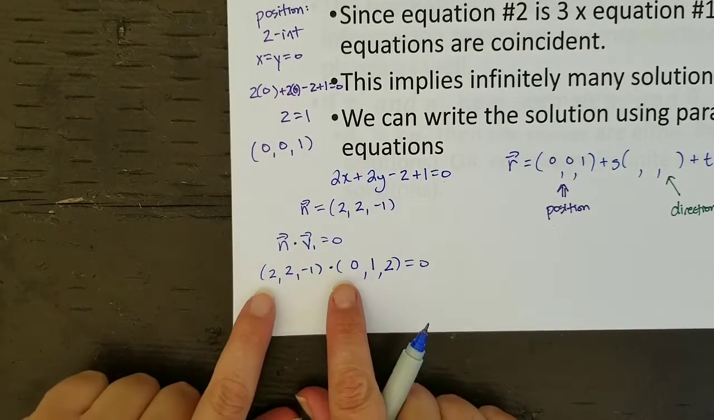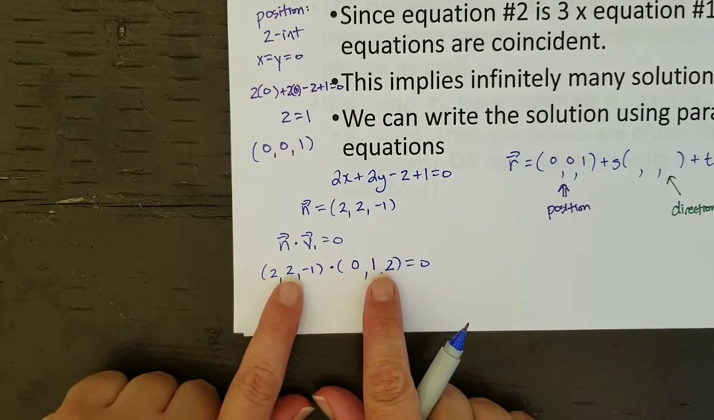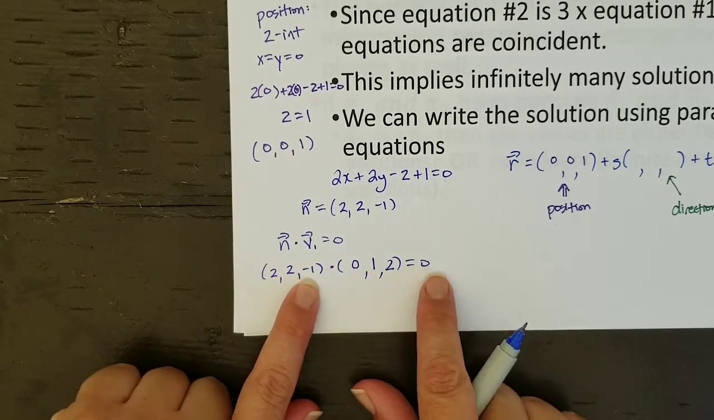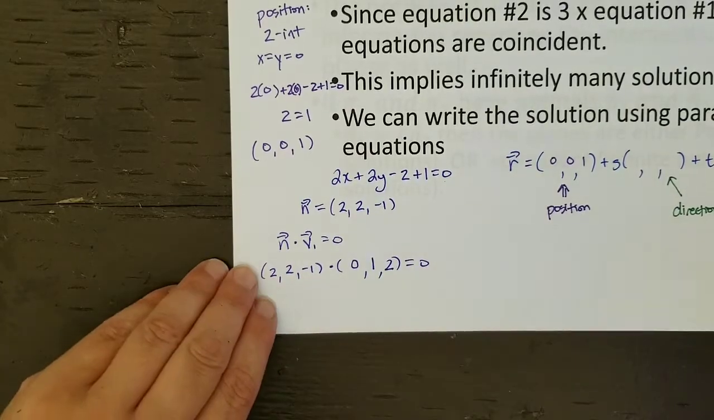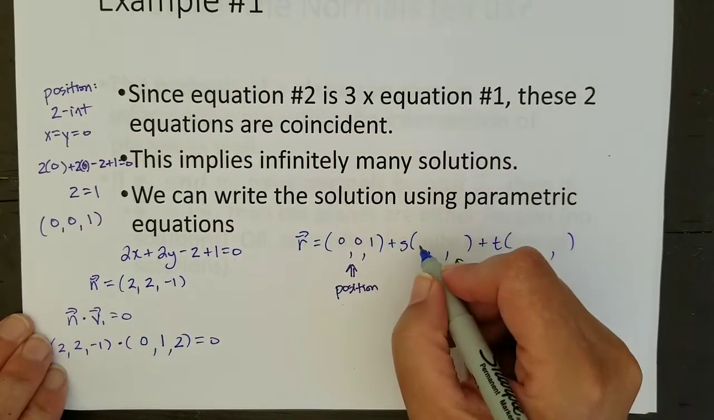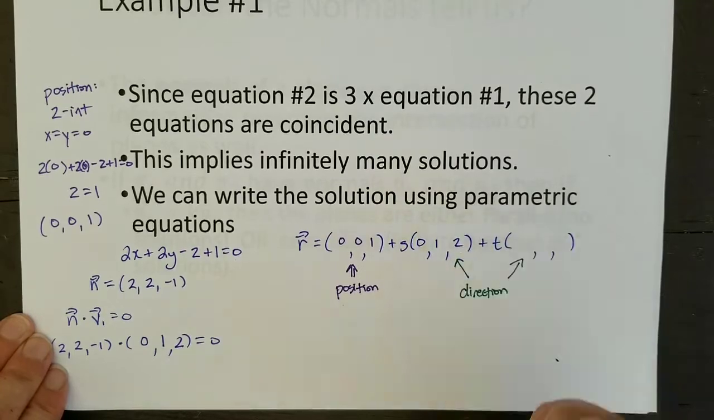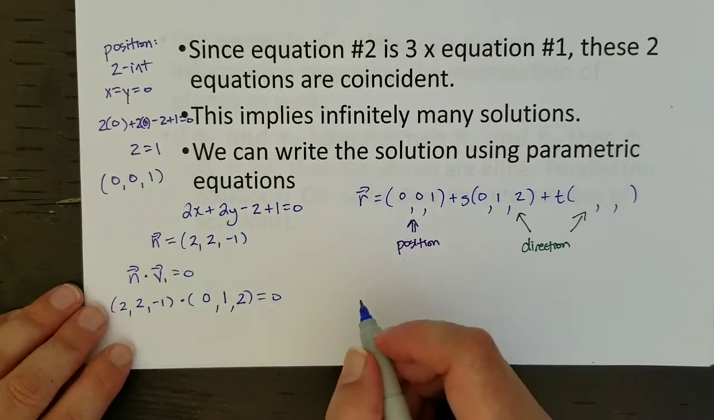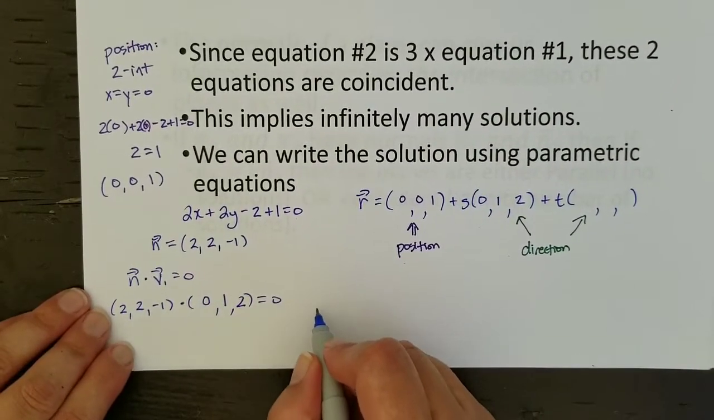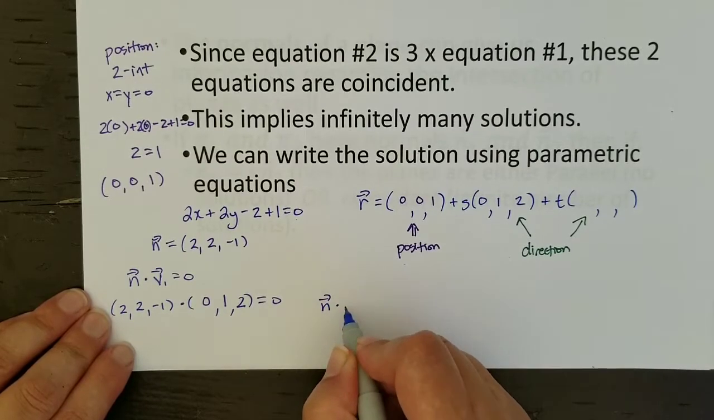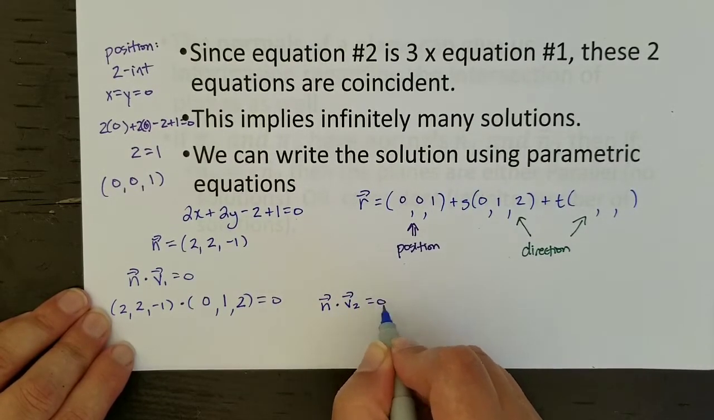And just double checking there. That's 0, that's positive 2, that's negative 2. It will equal 0. So that can be one of my direction vectors, and I'll just put it in here: 0, 1, 2. And my other direction vector, I would say the normal dot v2 also equals 0.